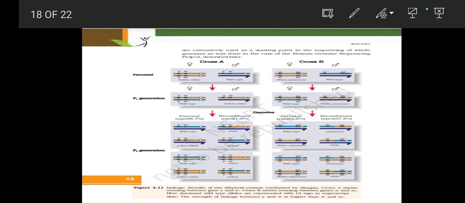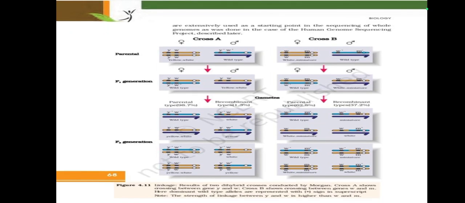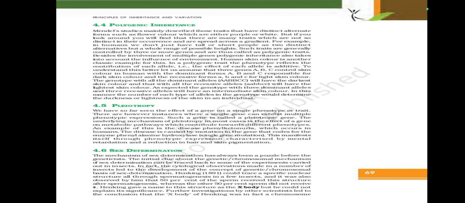Figure 4.11, linkage, shows results of two dihybrid crosses conducted by Morgan. Cross A shows crossing between genes Y and W. Cross B shows crossing between genes W and M. The dominant wild type alleles are represented with a plus sign as superscript. Note the strength of linkage between Y and W is higher than W and M.